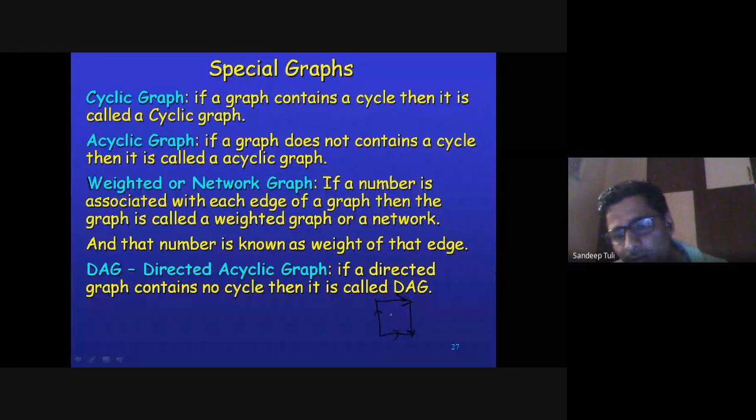This is a directed graph, but there is no cycle in that. That's why it is known as DAG, directed acyclic graph. Now let me clear one more thing in that.